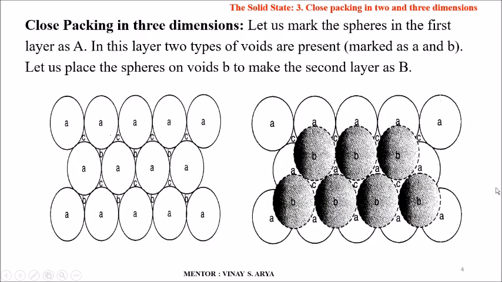Coming to close packing in 3 dimension, students. In 3 dimension, what is happening is that the layers will be demarcated as A and B. Let the spheres in the first layer be A. In this layer 2 types of voids are present, small a and small b. Now let us place the spheres on void b to make the second layer, as you can see in the second diagram. Those dotted lines come over only the small b voids, and hence the second layer is formed, which is said to be capital B.